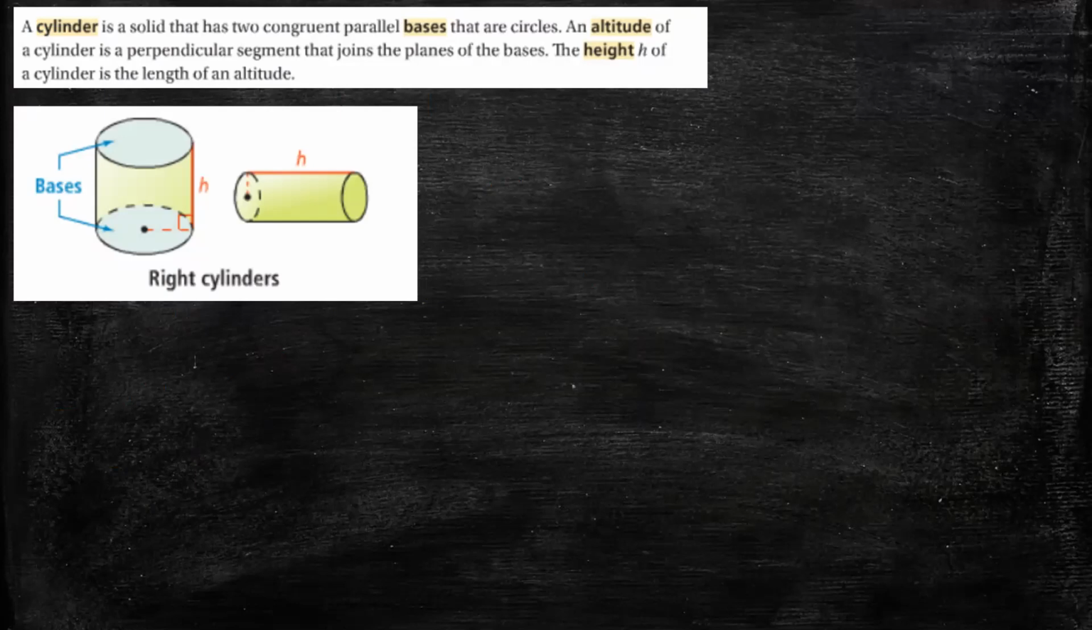Okay, now let's talk about the cylinder. A cylinder is a solid that has two congruent parallel bases, but these parallel bases are circles. As you see from here, an altitude of a cylinder must be perpendicular to the planes of the bases. Now, the height of a cylinder is the length of this altitude.